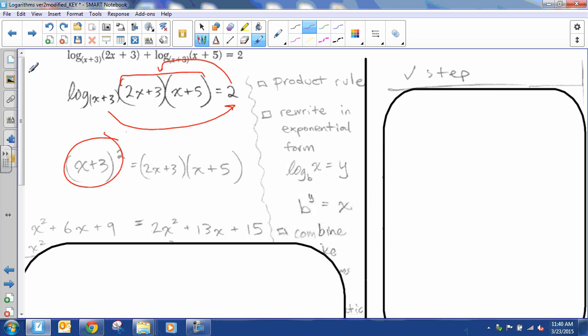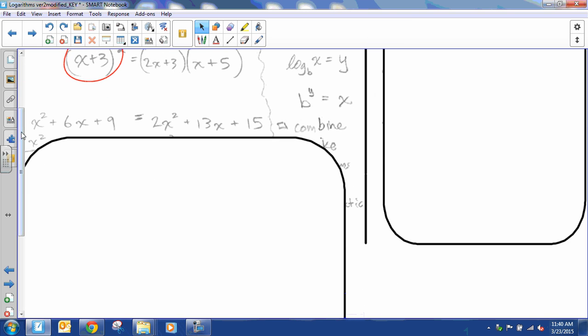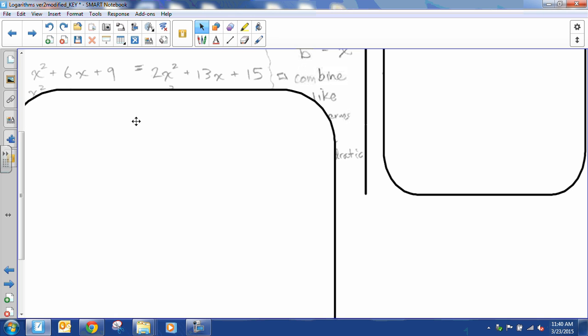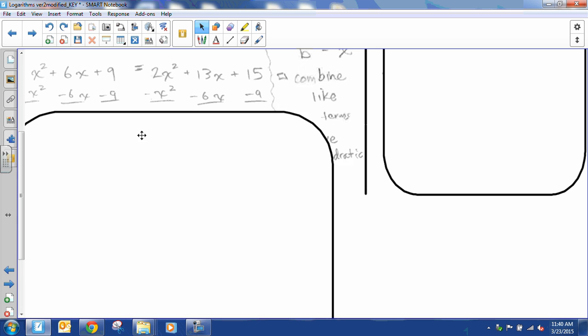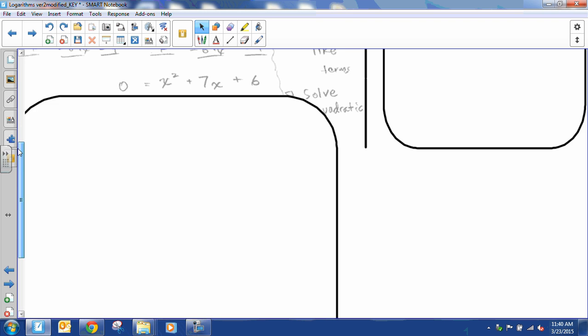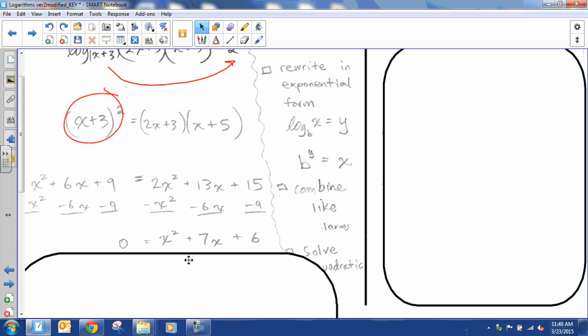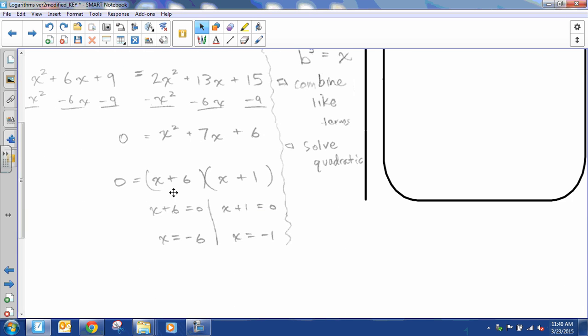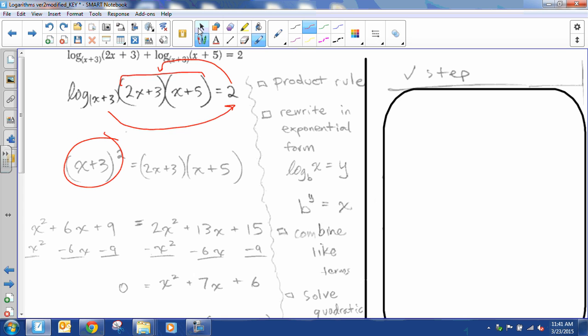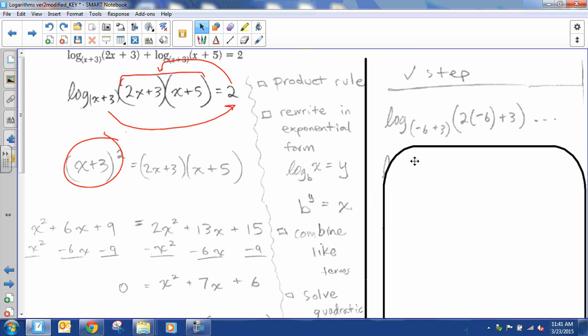We need to FOIL twice. After we FOIL twice, we end up with this equation, right? We want to combine like terms and subtract terms, so we end up with 0 on one side and everything else on the other side. So here we have x squared plus 7x plus 6, and we factor x plus 6, x plus 1, set them both equal to 0, and our solution set is -6, -1.